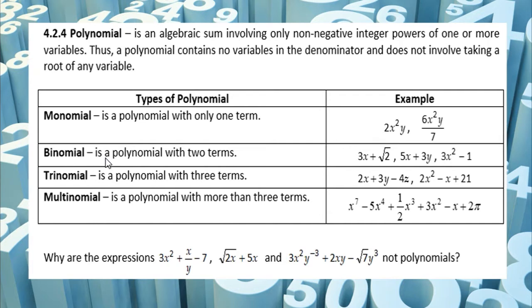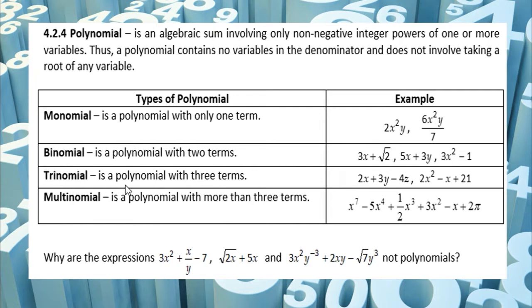Binomial is a polynomial with two terms. So, from the prefix bi, meaning two, right? So, our polynomial has two terms in a binomial. Just like this one, 3x plus square root of 2. Our terms are two when separated by a plus or minus sign. So, this is 2 terms, this is 2 terms, that is 2 terms. So, they are called binomials.